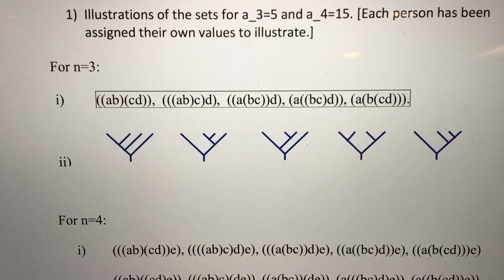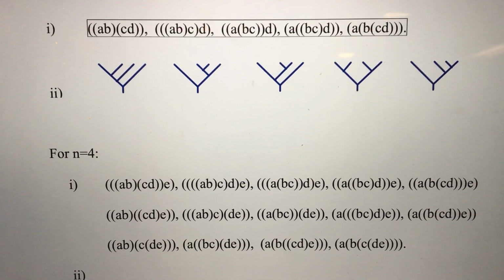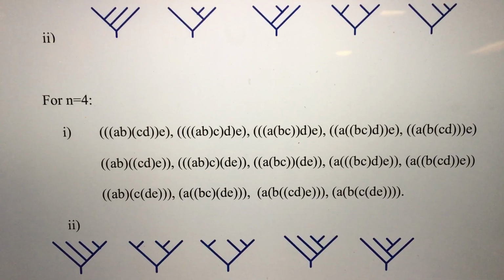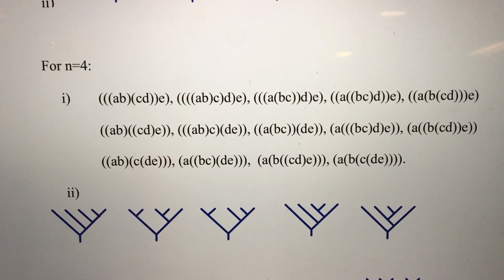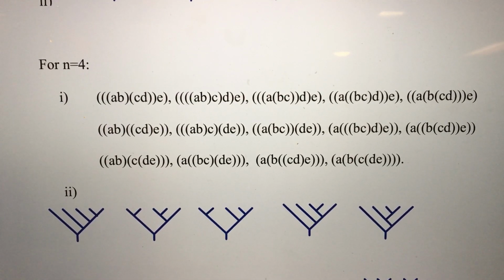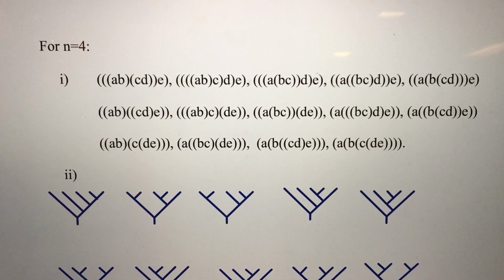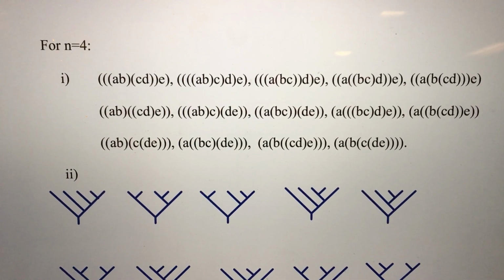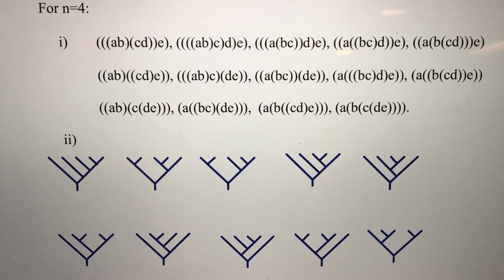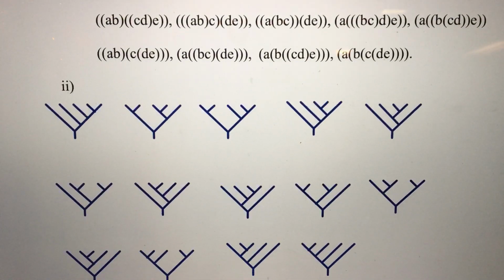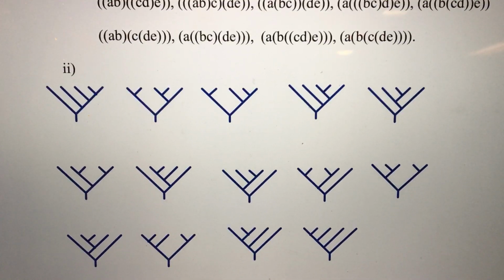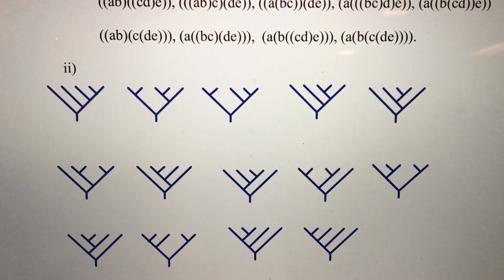Alright, then I had to illustrate both pictures for n equals 4. So for n equals 4, it turned out to be 14 ways to insert the parentheses in a string, and the string this time has 5 letters. And for n equals 4, there turned out to be 14 ways to draw the planar binary tree with 5 leaves.